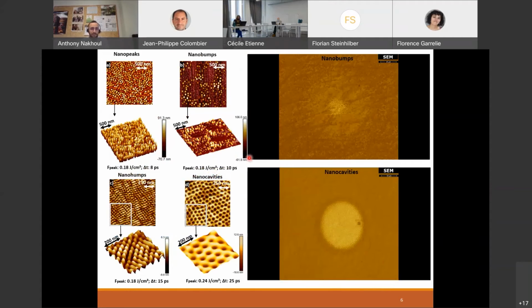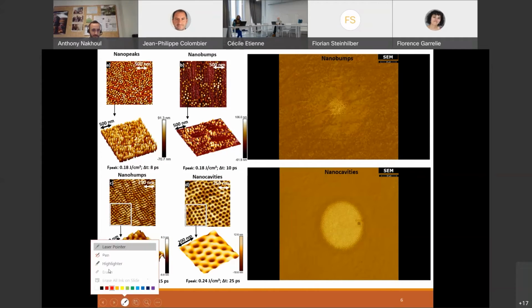Here is another image from the AFM, presented in three dimensions, where we can see the height. Here we can see the nanopeaks, almost 100 nanometers in height, and also the nanobumps. And here are the nanohumps, between -9 and 8 nanometers, and here also between -20 and 10. I wanted to show you a small video, but it's not working.